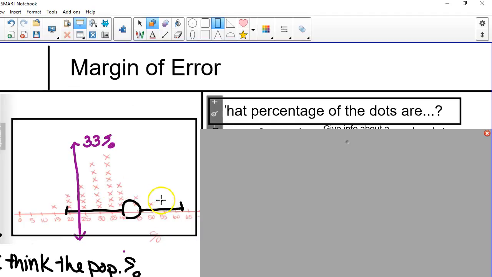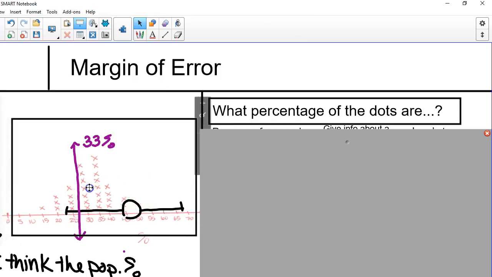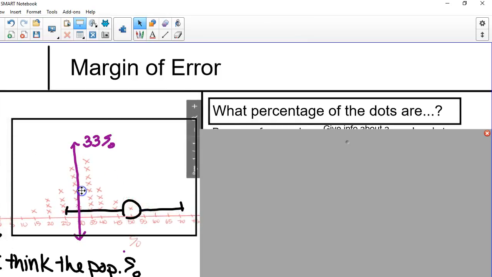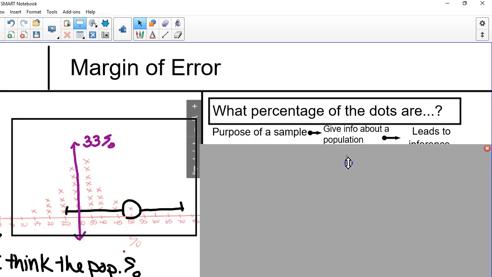You can see the dot plot. Each one of these X's stands for one person's 20 pulls of those circles and what percentage of purple circles they got. We talked about what was the purpose of that sample. So you took 20 dots. The purpose of that sample was to give us information about the population. And our question of interest was what percentage of dots are purple.